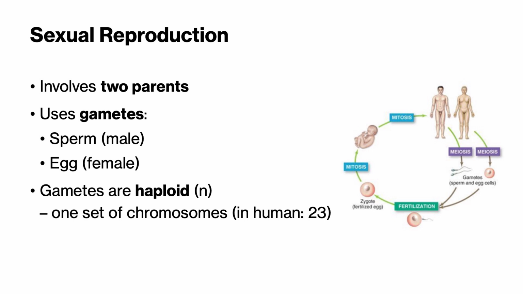In sexual reproduction, it involves the fusion of two gametes, one from a male and the other from a female. In humans, the male gamete is the sperm cell and the female gamete is the egg cell. Each gamete contains half the genetic information, or only one set of chromosomes. This is known as haploid. Humans' gametes have 23 chromosomes, which are haploid.